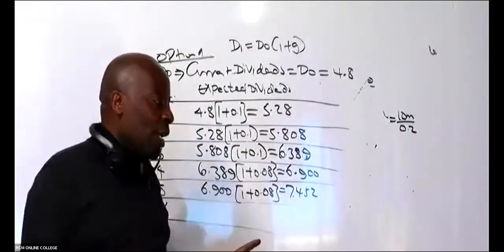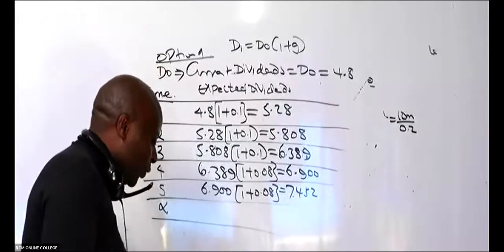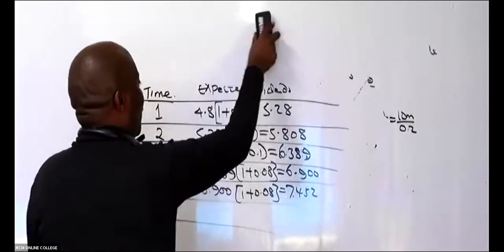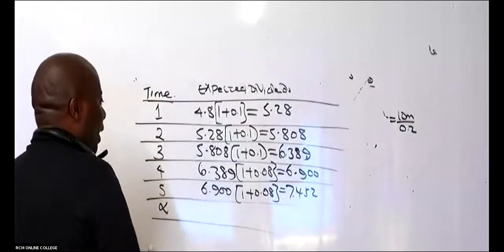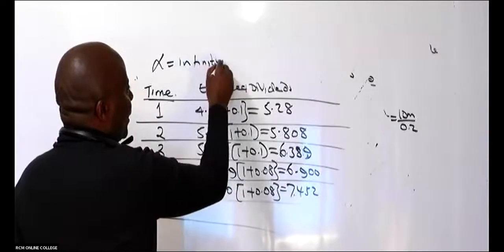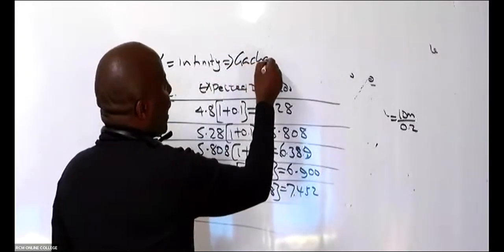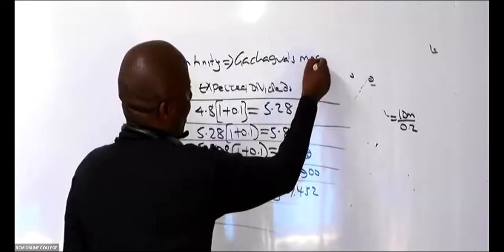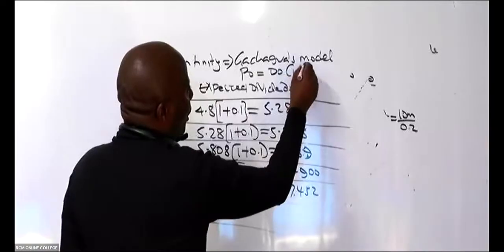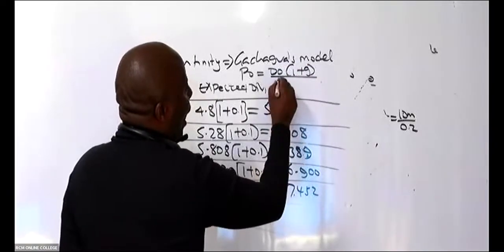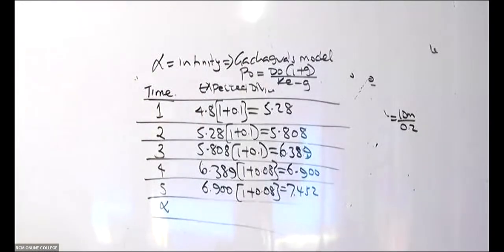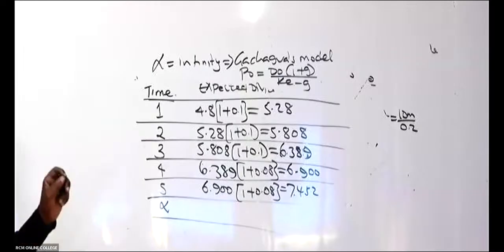Ladies and gentlemen, whenever you see infinity in finance, just remember that in our politics, the only person who is infinite, who will be seen all over, is him. So whenever you see infinity, always remember his model. And in that model, our P0 will always be equal to D0 into 1 plus g, all over Ke minus g.